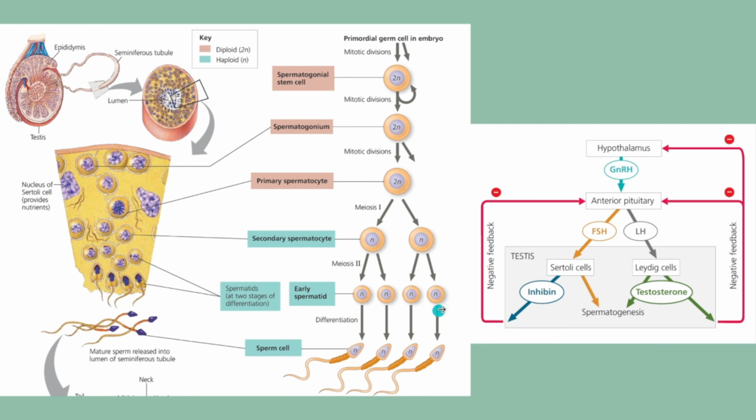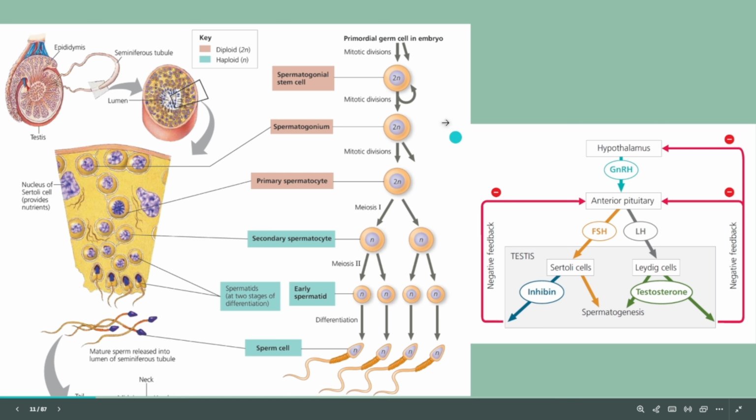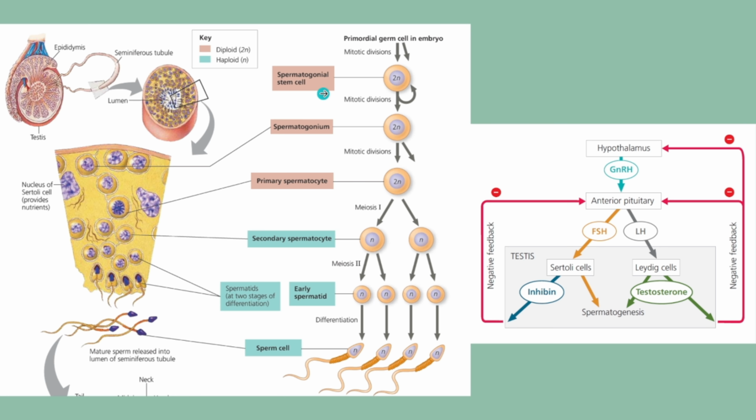So this is still not the sperm cell yet. This is just a spermatid cell, which is not mature yet. They will undergo differentiation and maturation to form the sperm cell. So this is the overall process of spermatogenesis.